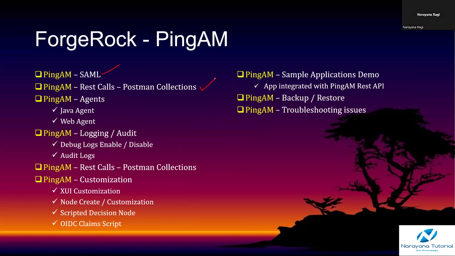Okay, and then coming to the agents. Agents, we have multiple types, but we are concentrating on the Java agent and web agent. We use the Java agent and web agent regularly in real time. So the Java agent is for Java applications. Okay, Java applications are onboarded with ForgeRock. In a similar way we have the web agent for web servers like Apache server applications such as PHP; how to onboard these applications with PingAM using the web agent we have explained.